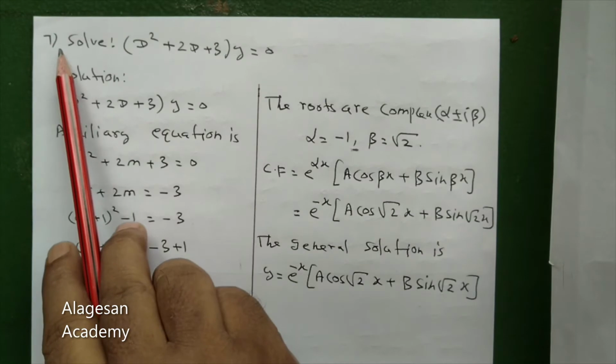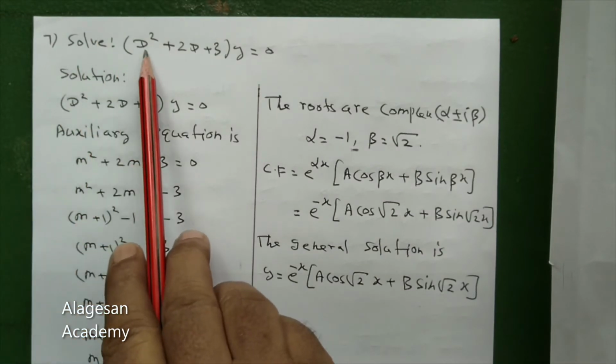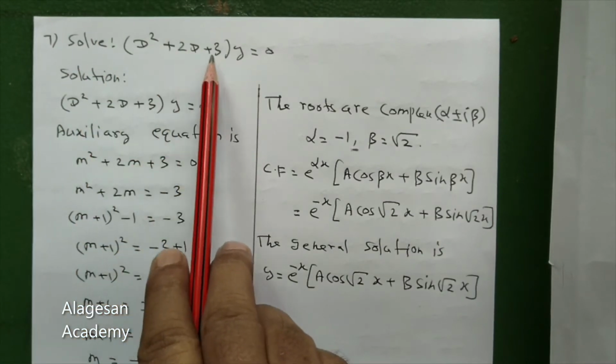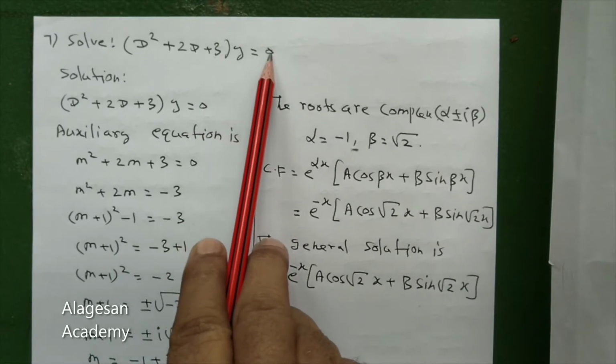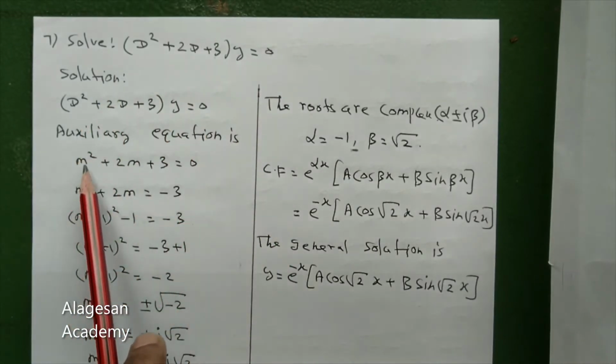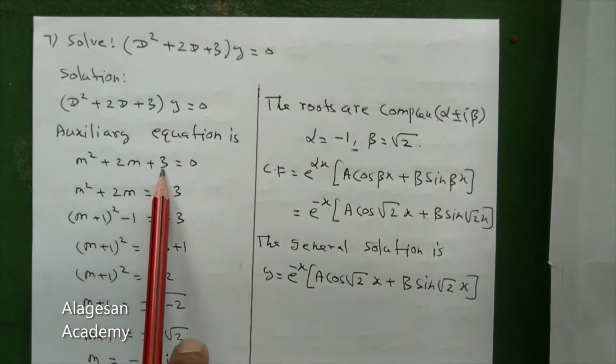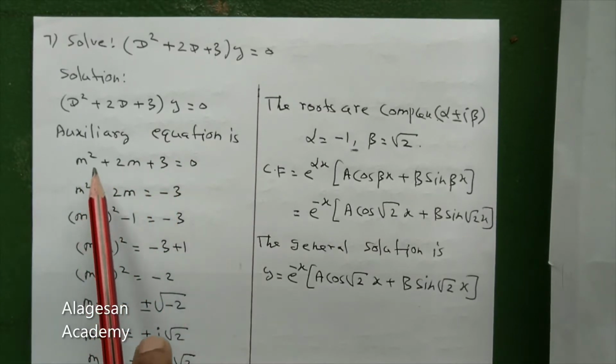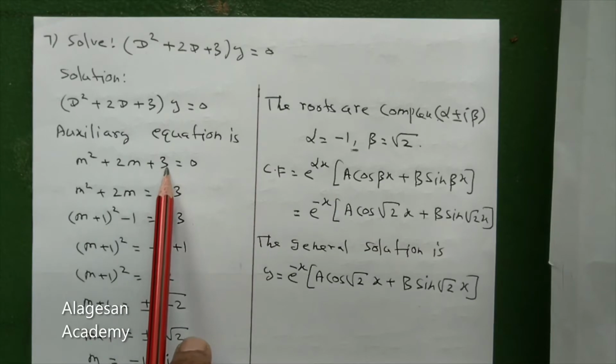Hi student, see question number 7. (D square plus 2D plus 3) into y equal to 0. First, let's take its auxiliary equation. M square plus 2M plus 3 equal to 0. This we cannot factorize.